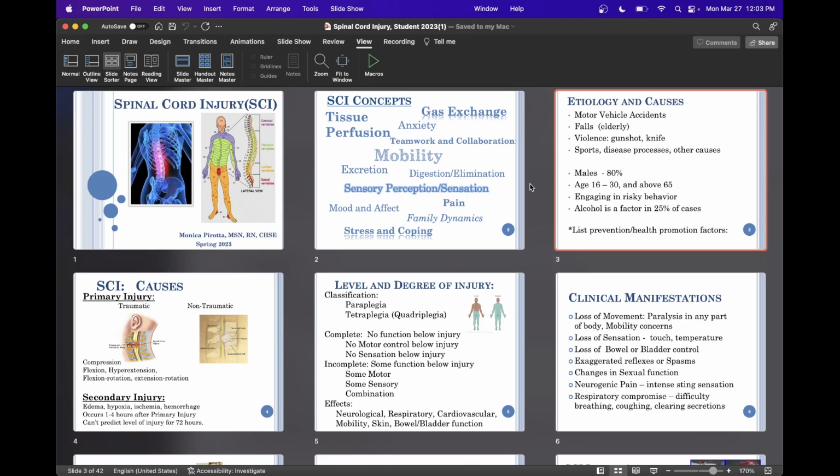If you need to do CPR, you can do the jaw thrust. No head tilt, chin lift. We're doing the jaw thrust. Okay? So immobilization is very important.